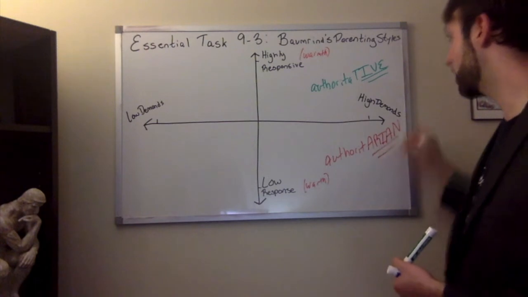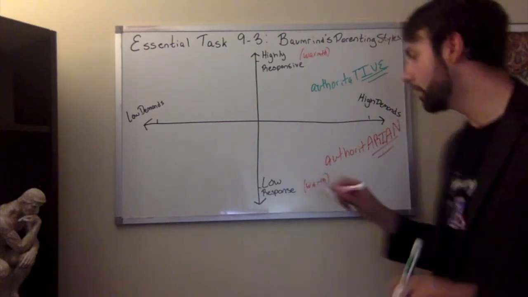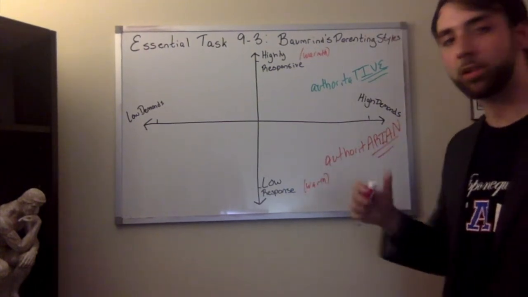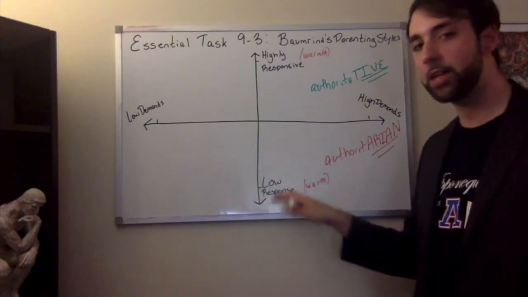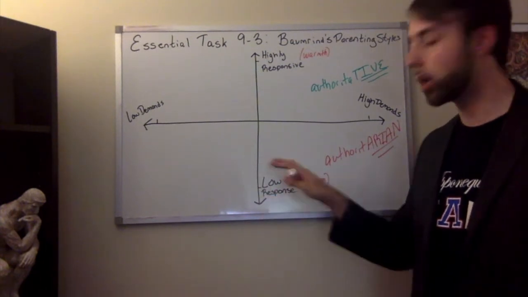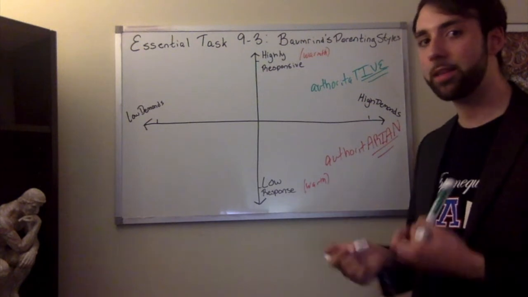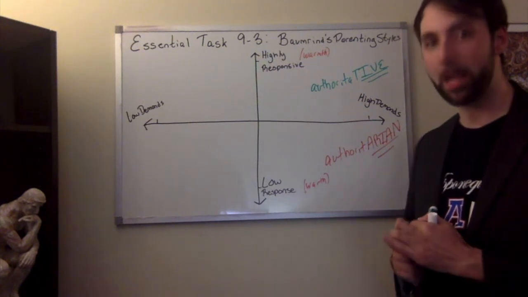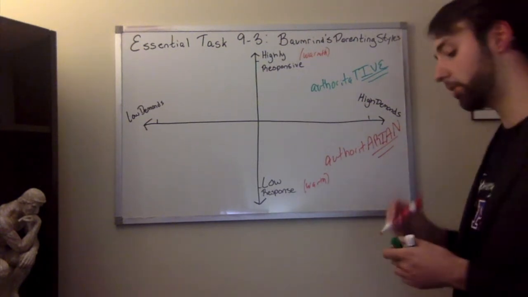These words look similar, but we'll talk about mnemonics in just a second. Authoritarian parents are parents that are highly demanding, but they do not provide you with that same degree of warmth. They have what we call low response. They're not really there to hear you out. It's their way or the highway, and that's what we call authoritarian parenting.